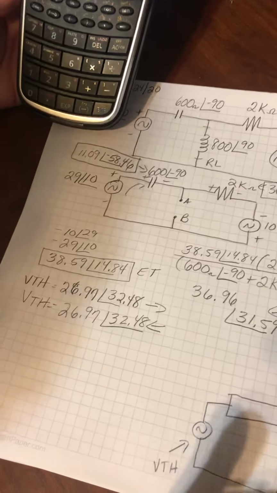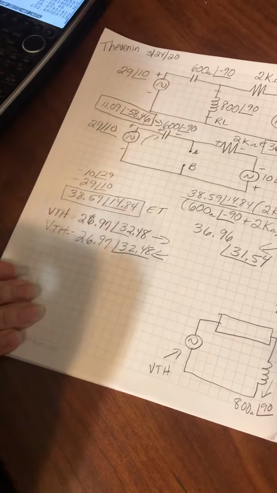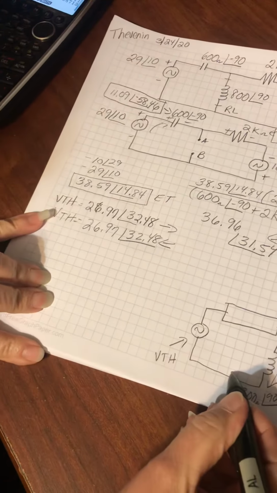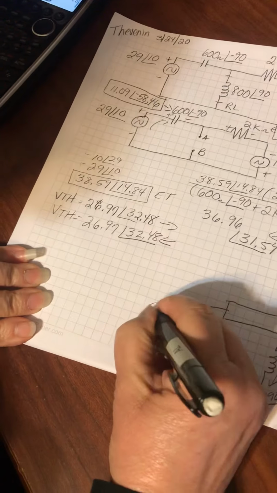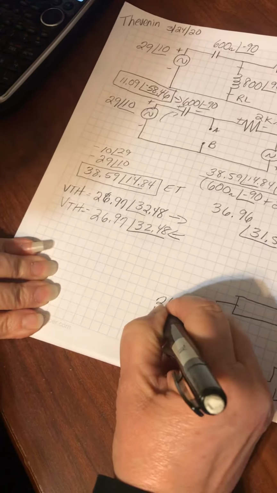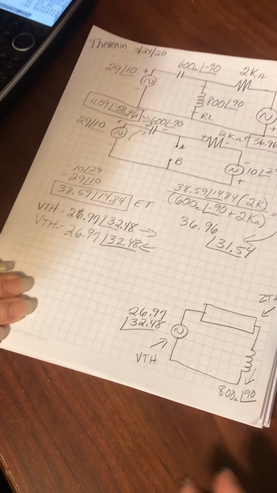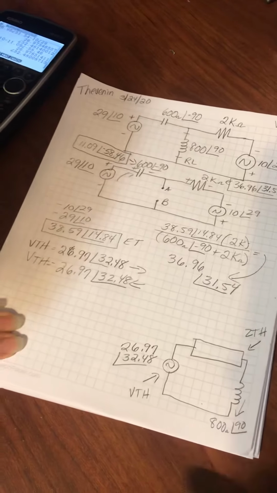So did we have to do both sides? No, but we just did it just for fun, just to check. So our VTH for the Thevenin equivalent circuit is 26.97 at an angle of 32.48.